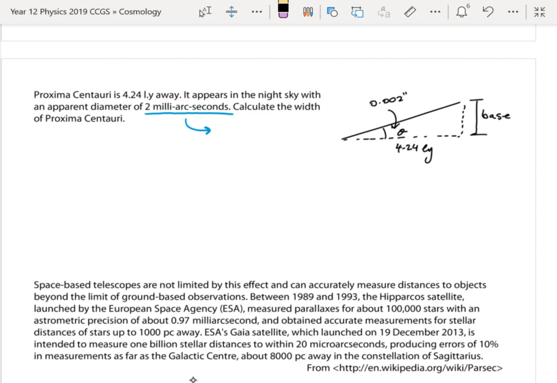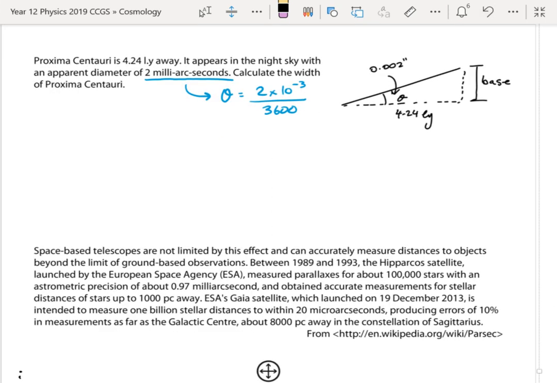Remember though, unfortunately, seconds and minutes are base 60 and we want decimals, we want base 100. So here's our angle theta equals 2 milliarc seconds. I'll highlight this again as I say it: 2 milli arc seconds. Dividing by 3,600 converts your arc seconds into degrees. So again, some very, very quick trig.